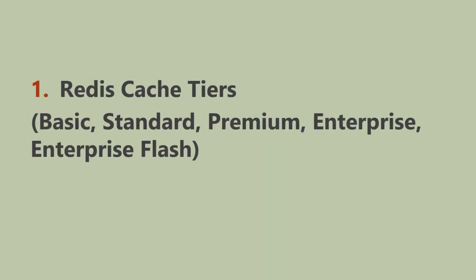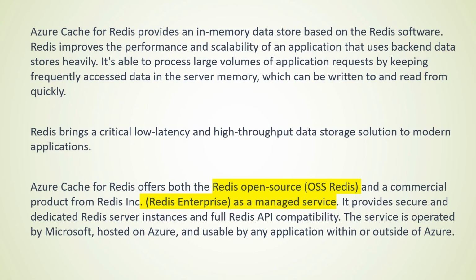1. Redis Cache tiers: Basic, Standard, Premium, Enterprise, Enterprise Flash. Azure Cache for Redis provides an in-memory data store based on the Redis software. Redis improves the performance and scalability of an application that uses back-end data stores heavily. It's able to process large volumes of application requests by keeping frequently accessed data in the server memory, which can be written to and read from quickly. Redis brings a critical low latency and high throughput data storage solution to modern applications.